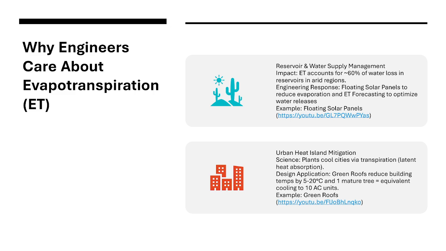We also have this one: one mature tree is equivalent to the cooling of 10 AC units. There are some buildings, I did not have time to look for them, that have trees inside the building. This helps reduce the temperature and reduce the use of AC units in the buildings. So that is one way of using the concept of evapotranspiration for cooling, mainly the transpiration.